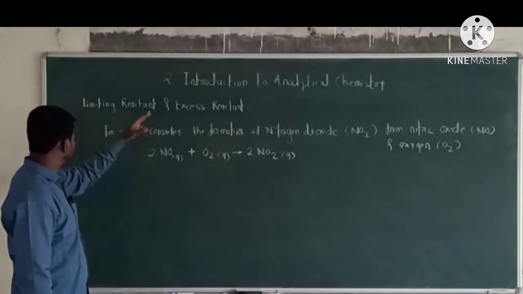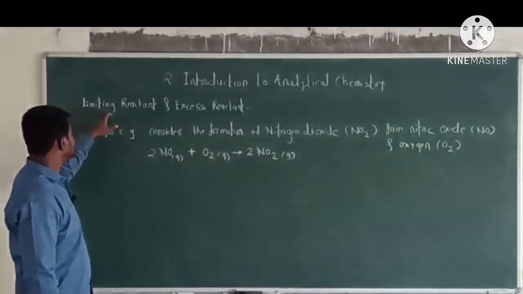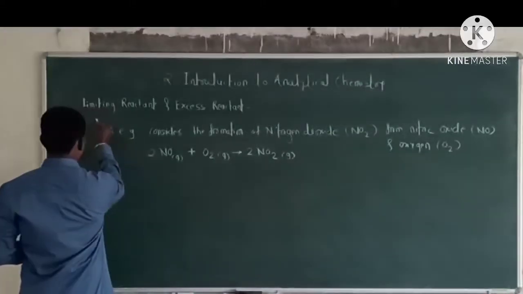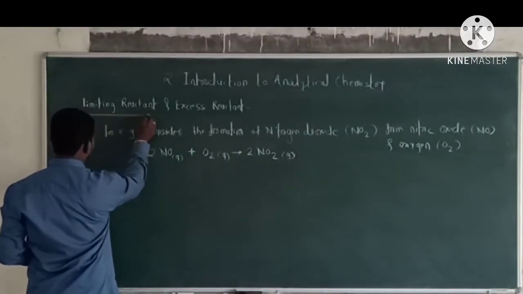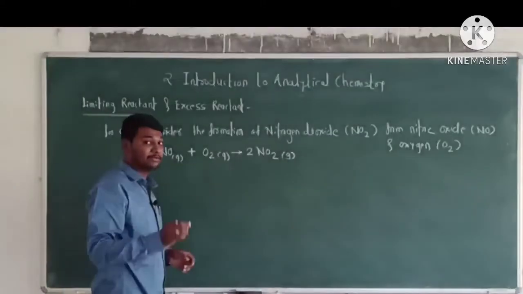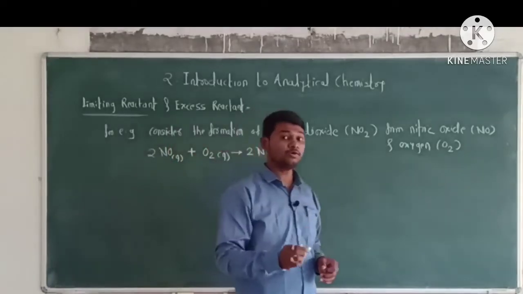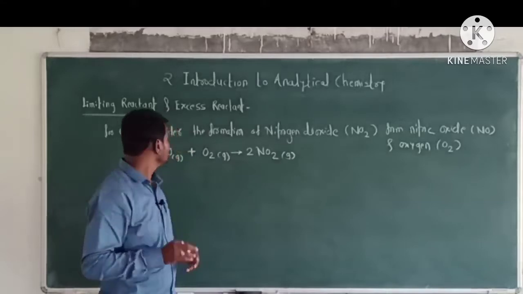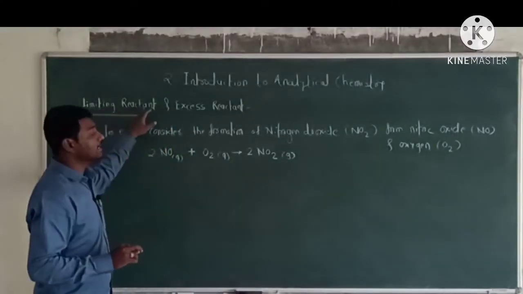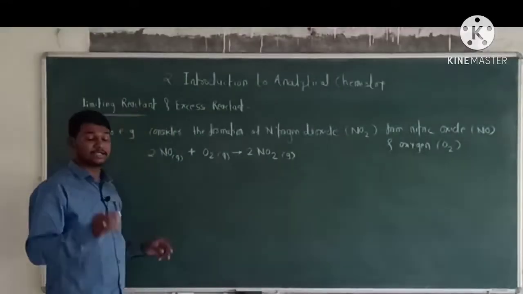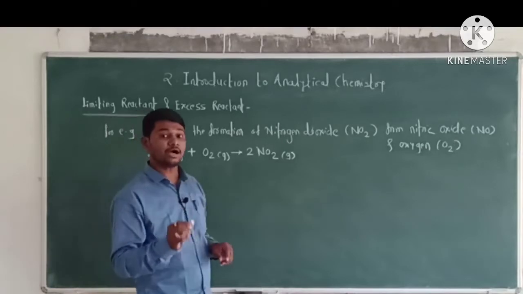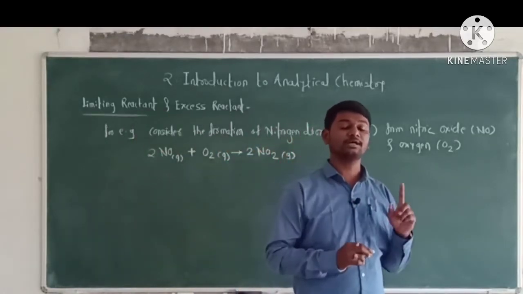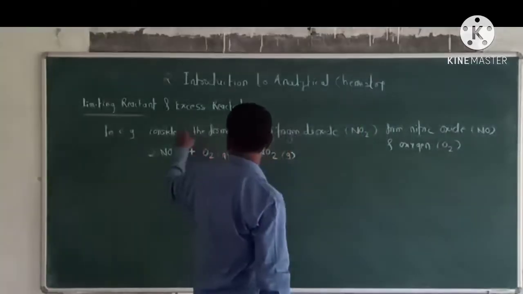The next point of this chapter is the limiting reactant and excess reactant. Now first of all, limiting reactant. The reactant that limits the amount of a product that can be formed in a chemical reaction is called the limiting reactant.